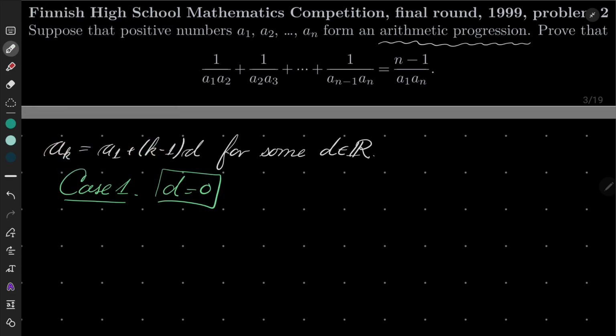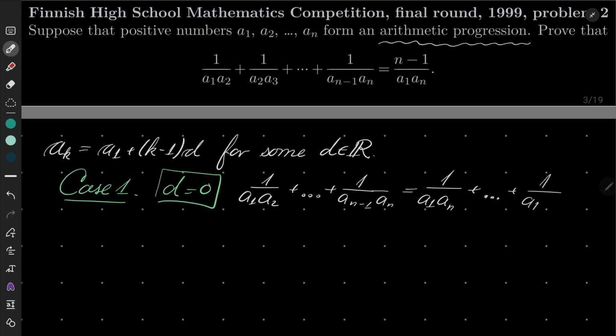What happens then? We have a constant sequence, and so I can replace every term by 1 over a1an. How many terms are there? Counting our indices from 1 up to n minus 1, we see that we have n minus 1 over a1an. So our formula holds in this case.